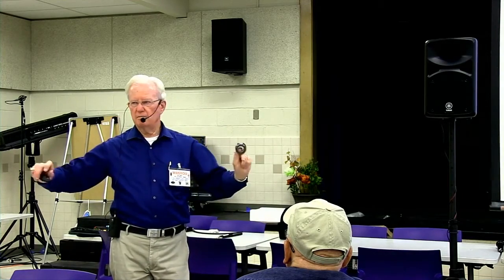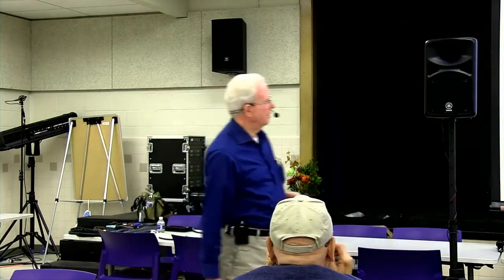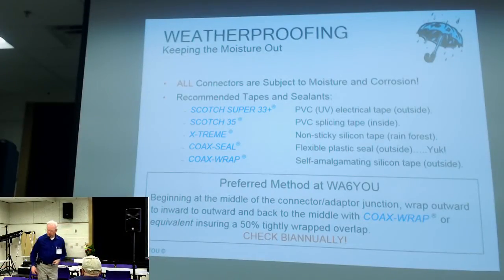Coaxwrap.com. I get it from Amazon. It is self-amalgamating. Remember, you can't vulcanize silicon. It's self-amalgamating silicon. You wrap it, and 30 minutes later, it's a solid piece of silicon. And I'll do it for you here in a minute. So, I'm just going to show you what I do.